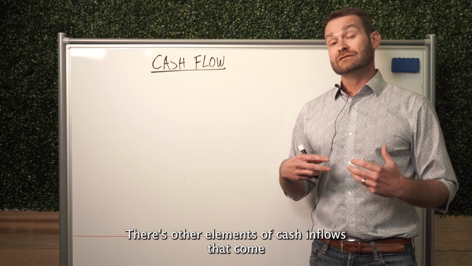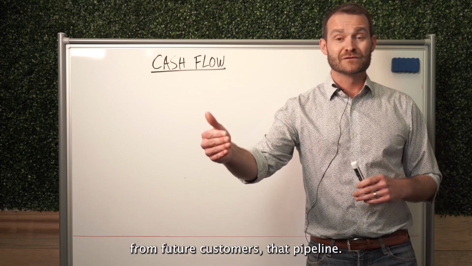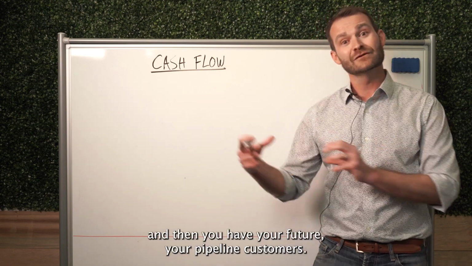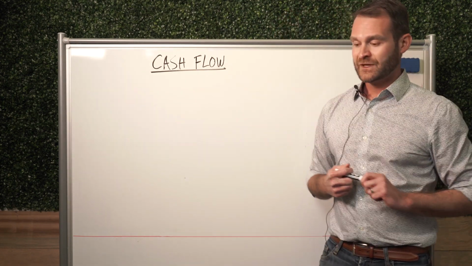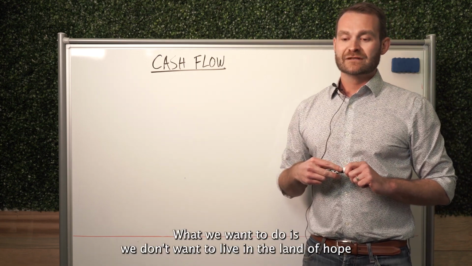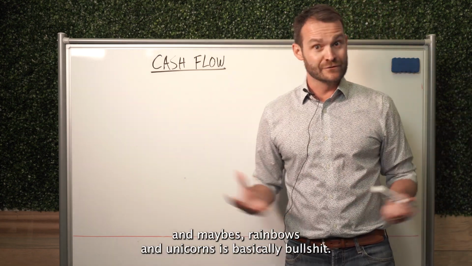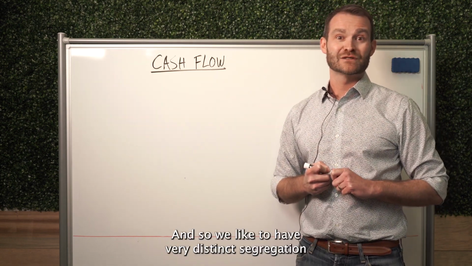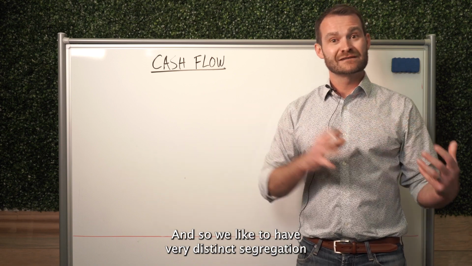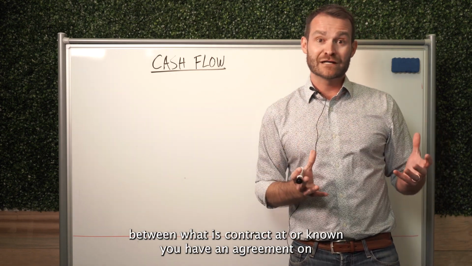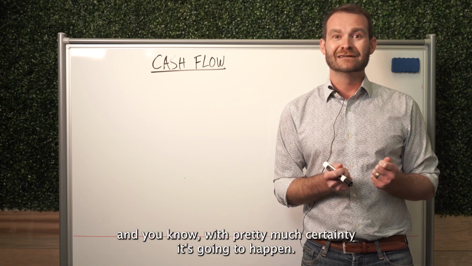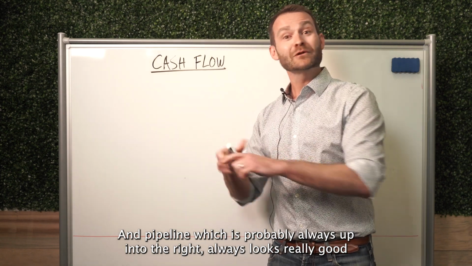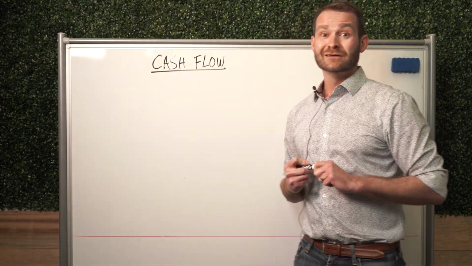There's other elements of cash inflows that come from future customers. Call that pipeline. So what we just said was you have your contracted customers, and then you have your future, your pipeline customers. We don't want to live in the land of hope and maybes, rainbows and unicorns. Basically bullshit that might not happen and that you're making big decisions on. And so we like to have very distinct segregation between what is contracted or known, you have an agreement on, and you know with pretty much certainty it's going to happen, and pipeline, which is probably always up and to the right, always looks really good.